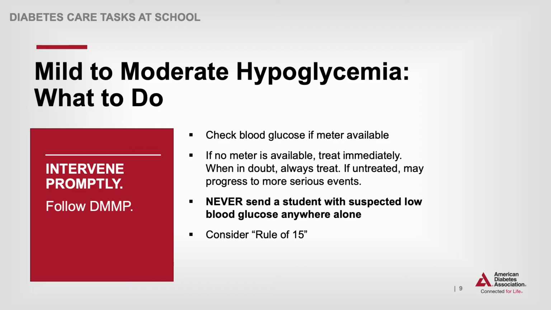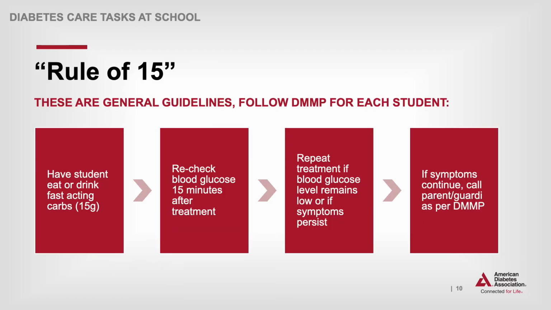The DMMP will specify treatment for each student. However, the treatment plans for many students will follow closely the rule of 15, as we'll consider in the next slide. The steps for the rule of 15 include: number 1, have the student eat or drink fast-acting carbohydrates, around 15 grams. Number 2, check blood glucose 15 minutes after treatment.